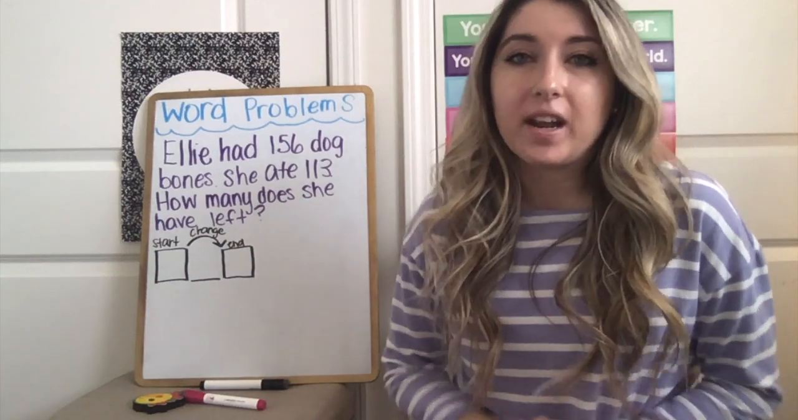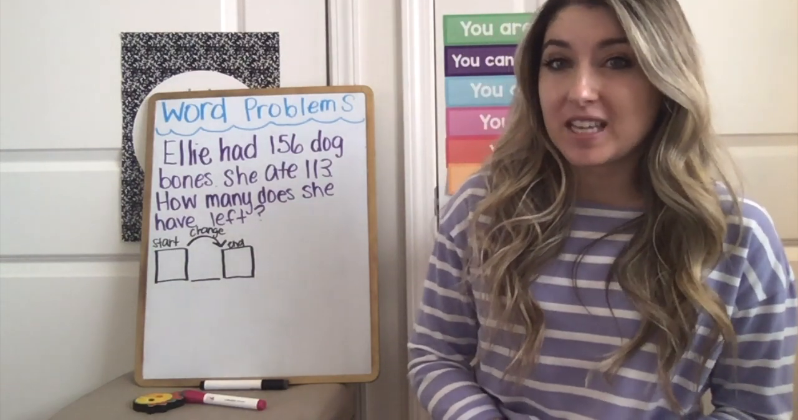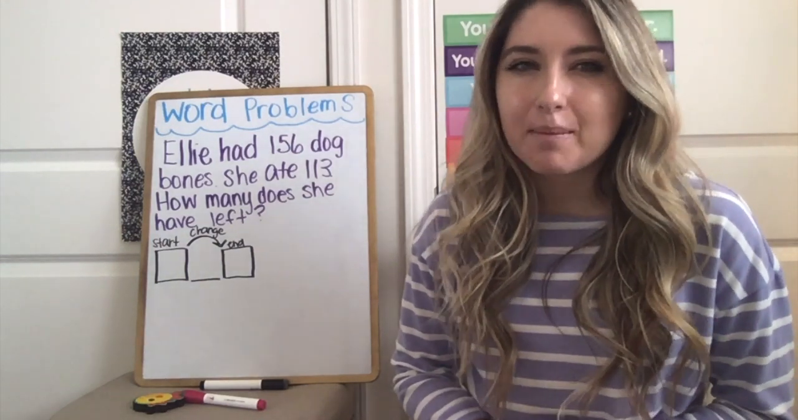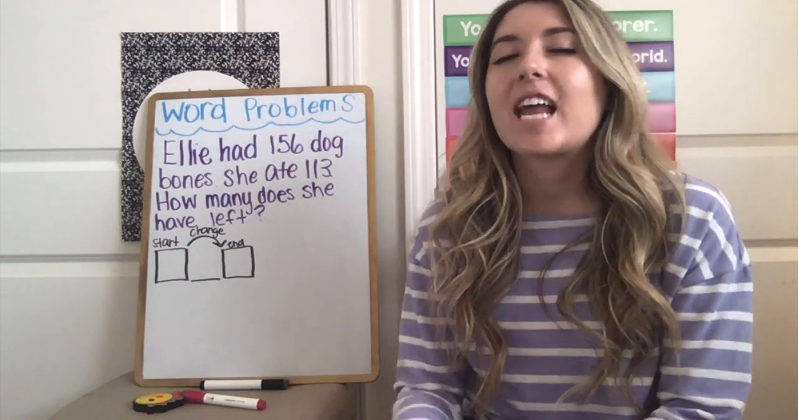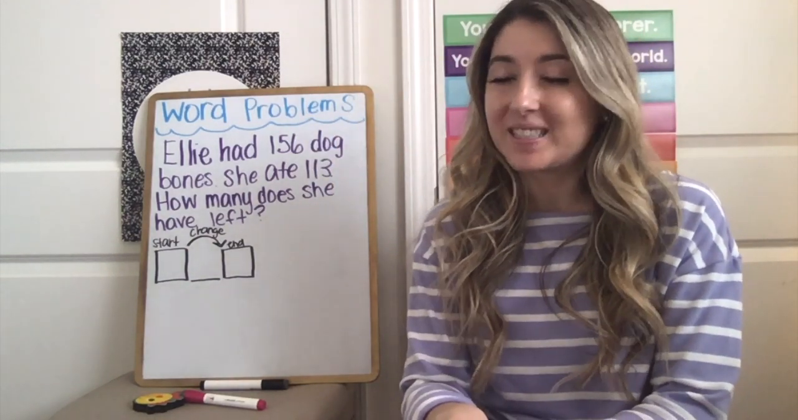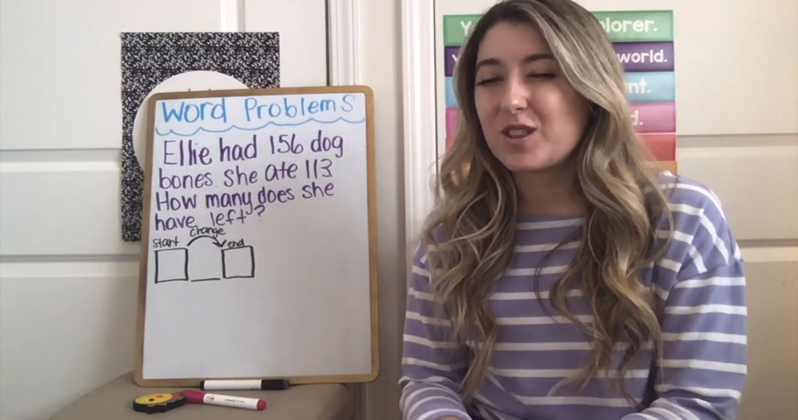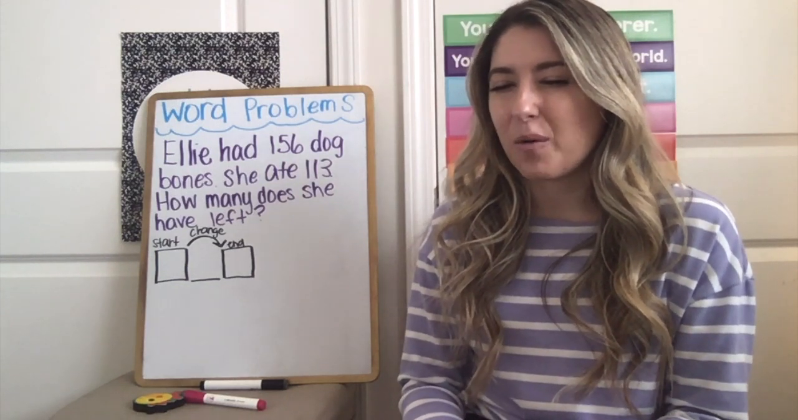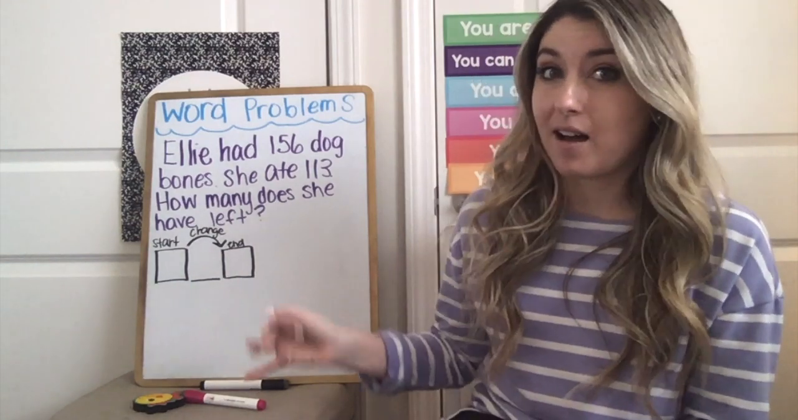Ellie had 156 dog bones. She ate 113. How many does she have left? So I'm going to do the same thing. I'm going to close my eyes and visualize the problem. So she had 156 dog bones. It's a lot of dog bones. So she ate 113 of them. All right, how many does she have left? So I know she probably isn't going to have too many left because she ate a lot of them.